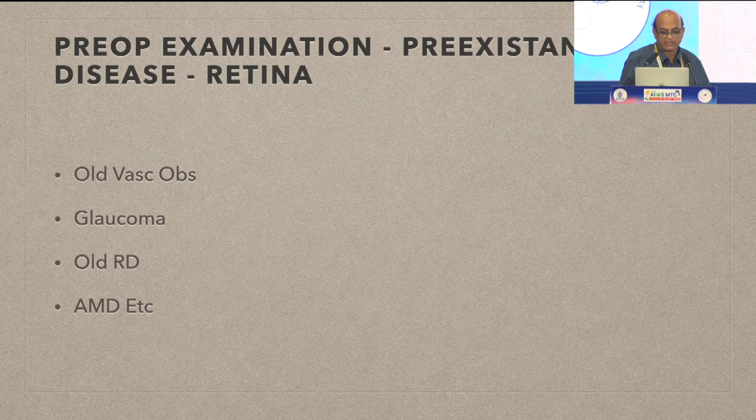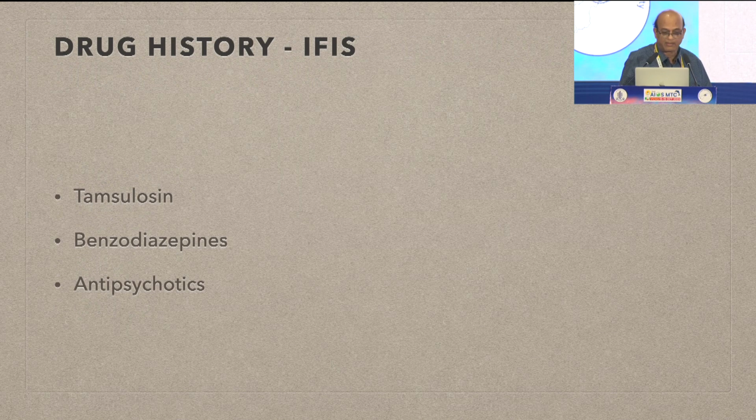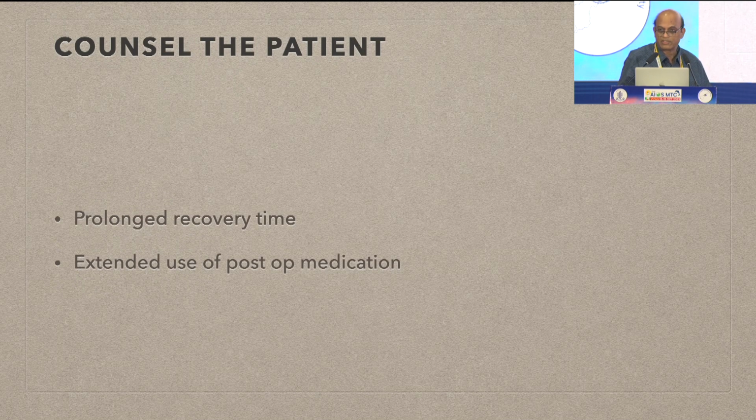While examining the retina, one should also look for old vascular obstructions, glaucoma, an old RD or any other factor which might indicate poor vision in the post-operative period, and one should always caution the patient about that. One should also take a drug history for a possible IFIS, because the presence of IFIS will complicate the surgery even more. So one should inquire whether the patient is on tamsulosin, benzodiazepines or antipsychotic drugs. And one should also counsel the patient about a prolonged intraoperative period, a prolonged recovery time, and a possible extended use of medication in the post-operative period.